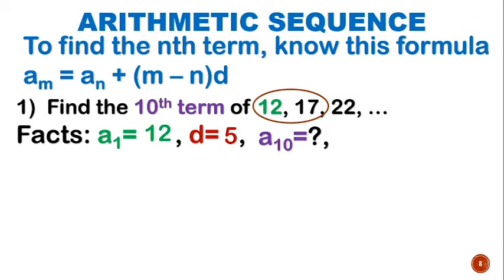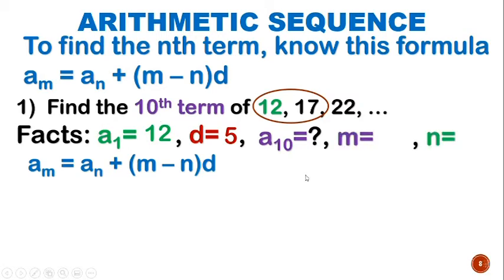Meron pa kayo dapat nakukuhang data dyan. Ano kaya yon? So, okay, tingnan natin ulit yung formula. Ano kaya yung kulang dito? You now have your a sub 10, a sub 1. Alin kaya yung maa-assign na m or a sub m? M being greater than n. Okay, so ito yung a sub m, ito yung a sub n. What then is the value of m and n? So m should be the subscript of this one.